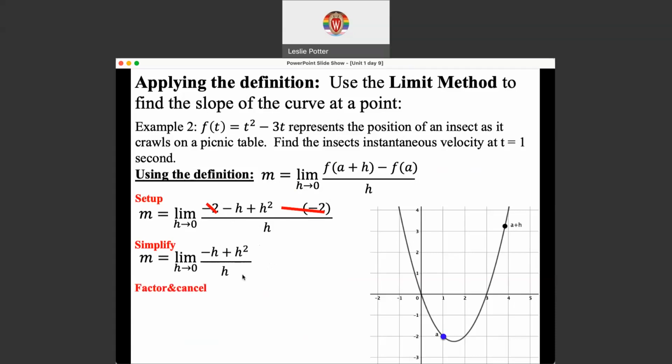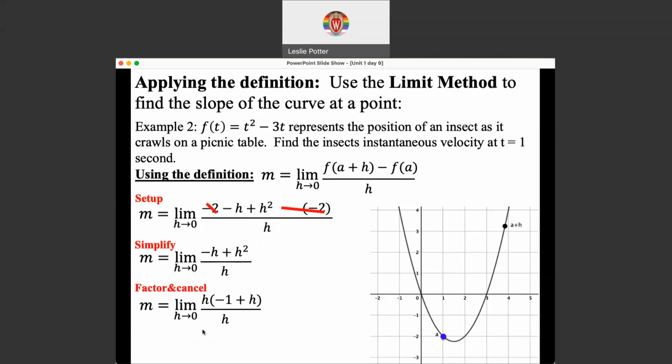I can factor out an h. So this is going to be h times the quantity negative 1 plus h, over h. And that's super important. These steps will always be the same. You'll be able to set up, simplify, factor, and cancel.